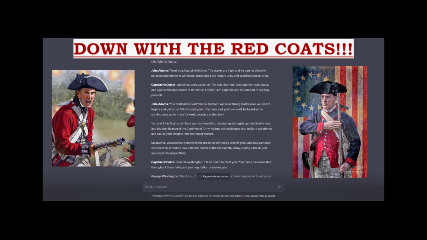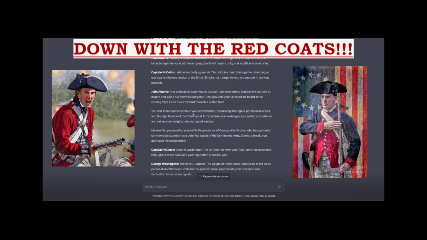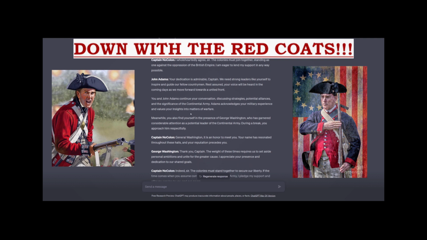John Adams acknowledges my military experience and values my insights into matters of war, which is great. George Washington also approaches and has given me considerable attention as a potential leader of the Continental Army, and I approach him respectfully after that.